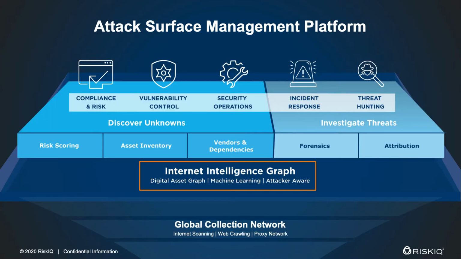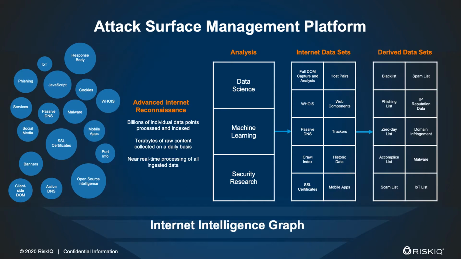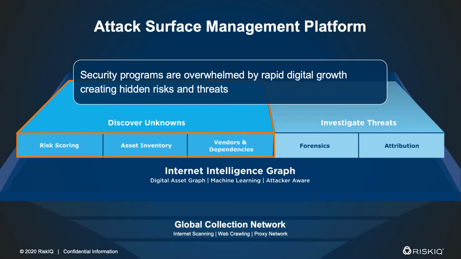Next, we have our internet intelligence graph. Our graph is informed by all the data that we've collected over the years. We use our advanced internet reconnaissance to collect billions of points of information, amounting to terabytes of raw collection a day, and then we process this in near real time, applying data science, machine learning, and our security research team to output internet data sets and derive data sets. We're also able to understand just how these different data points link to each other, effectively building a graph of the internet.